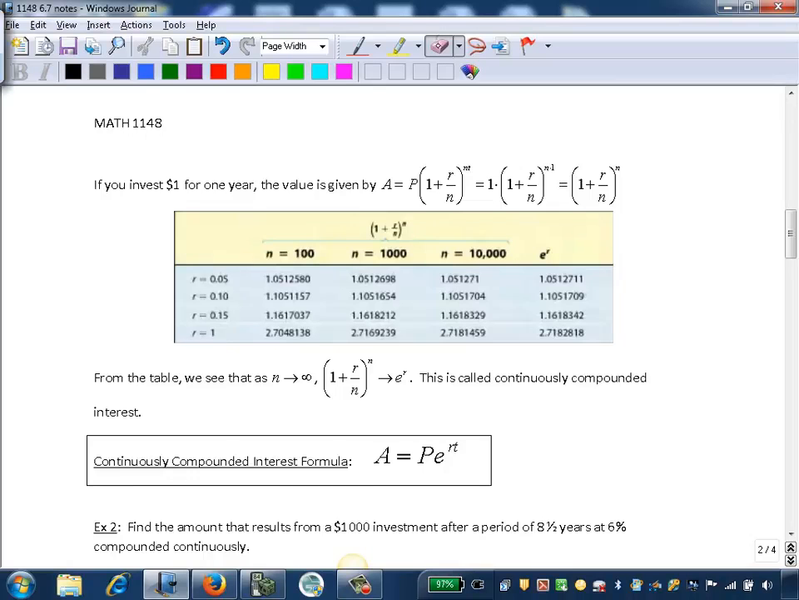So let's look at just a little discovery here, a little exploration of this. Let's say you invest $1 for 1 year, and we're just picking those as easy numbers that make this easier to look at and easier to compare. So we'll invest $1 for 1 year.